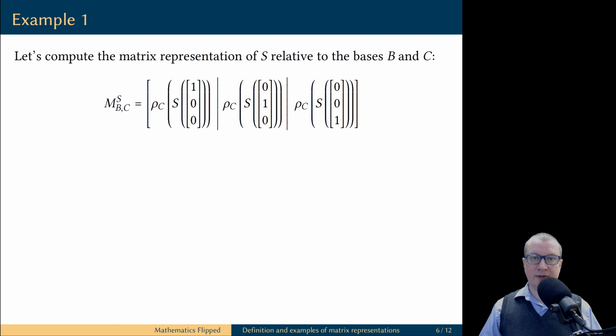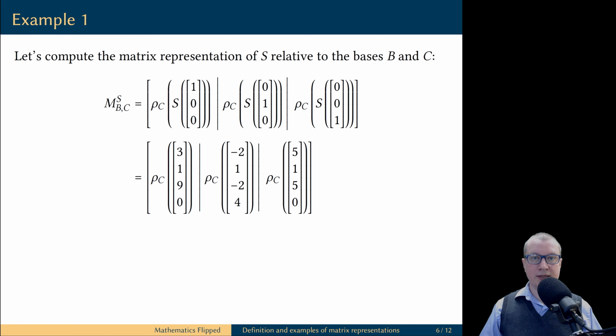This matrix is defined in terms of its columns, and to compute the columns, we apply the linear transformation S to each of the vectors in the basis B, and then we need to compute the corresponding vector representation relative to the basis C. We have a formula for S, so we can compute the values on the standard unit vectors. Also, C is a basis which consists of standard unit vectors, so it's easy to compute the corresponding vector representations. We have observed this in an earlier video on vector representations.